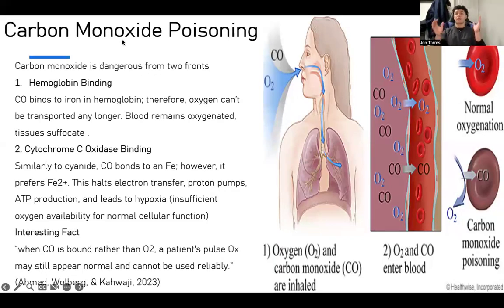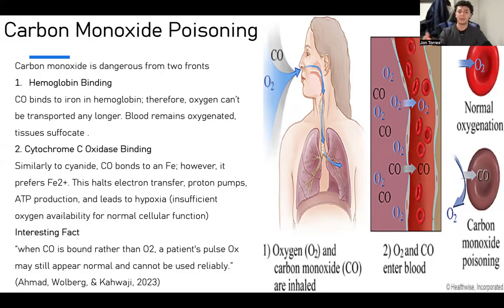So I've always understood that carbon monoxide is dangerous. However, I've never understood why. So carbon monoxide is dangerous on two fronts. There's one that's less relevant to us in the context of this class, which is just hemoglobin binding. We will find out that carbon monoxide wants to bind to iron. Think about that. It wants to bind to iron, specifically the iron in hemoglobin.